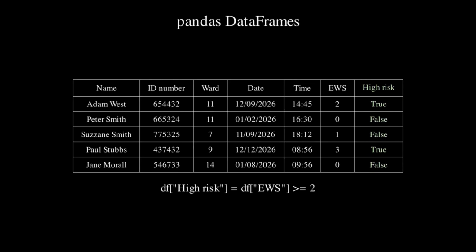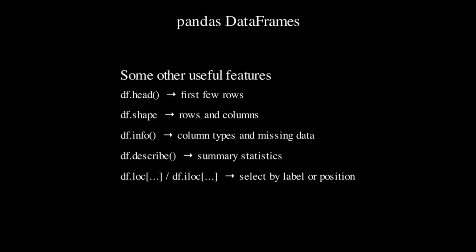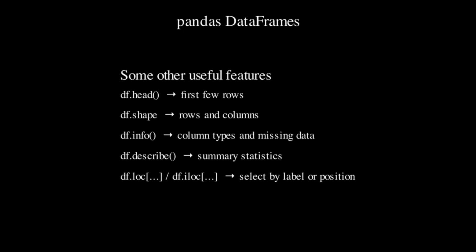Some other commonly used features that people often use with data frames are the ability to view the head of the data. So rather than outputting the entire data frame, especially if it's got many rows, you can look at the first so many records of that data. There's also a shape option that returns the rows and columns of the data frame, so you can see what you've got to work with. The info method returns the column types and any missing data. The describe method returns summary statistics of those columns, and you can extract or select different columns based on their label or their position. Let's look at some examples of how we can actually implement data frames in Python.